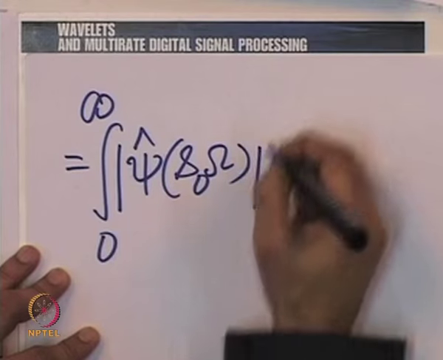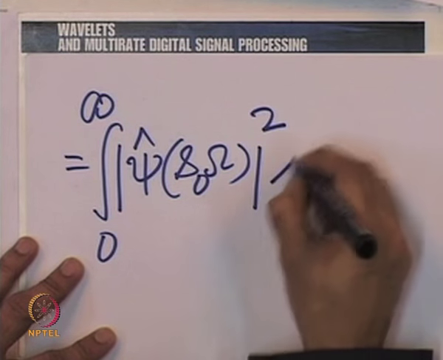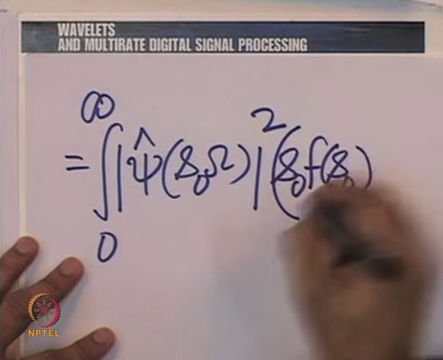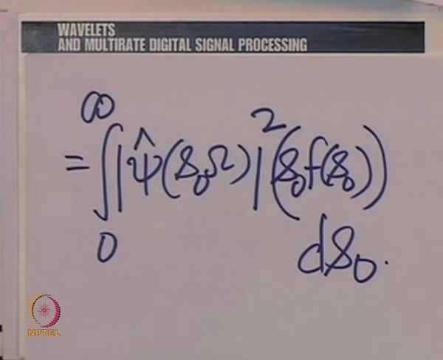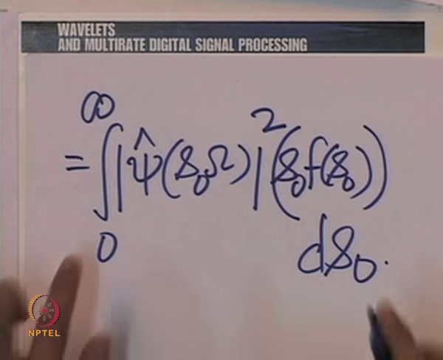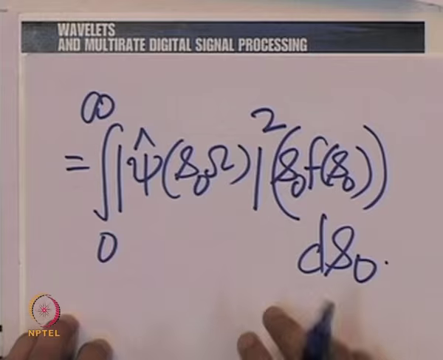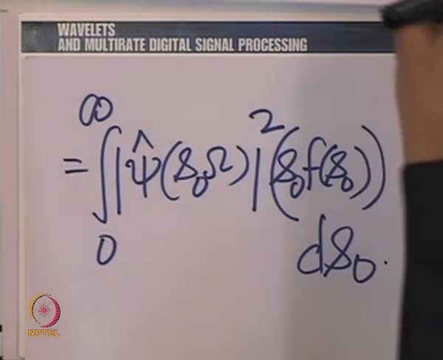It's mod psi cap s naught omega the whole squared s naught f s naught d s naught. Now we need to interpret what we are trying to do here. If we could make this independent of omega, the whole objective here should be to make this independent of omega. I'll explain why.